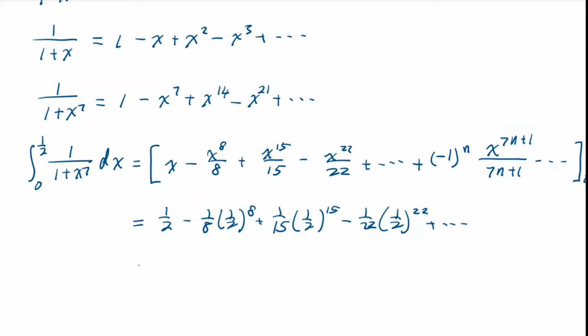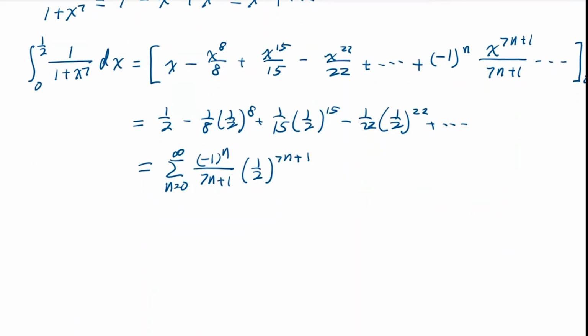So we can put it into sigma notation now. The whole thing with a sigma, from n equals 0 to infinity, negative 1 to the n over 7n plus 1, times 1/2 to the 7n plus 1. Huh? That was nice. And we are not going to get an exact sum, but we can put it into our p-series program and then crank it out. But my error, right? My error.